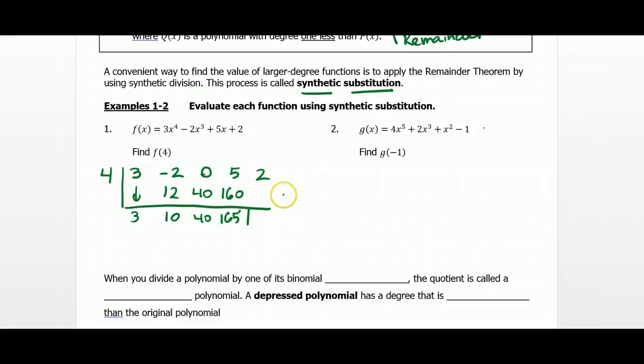let's see, 165 times 4 would be 660, so I get a remainder of 662. And that remainder there, 662, is actually the same as what I would get if I plugged in a 4 for x here. So f of 4 is equal to 662.